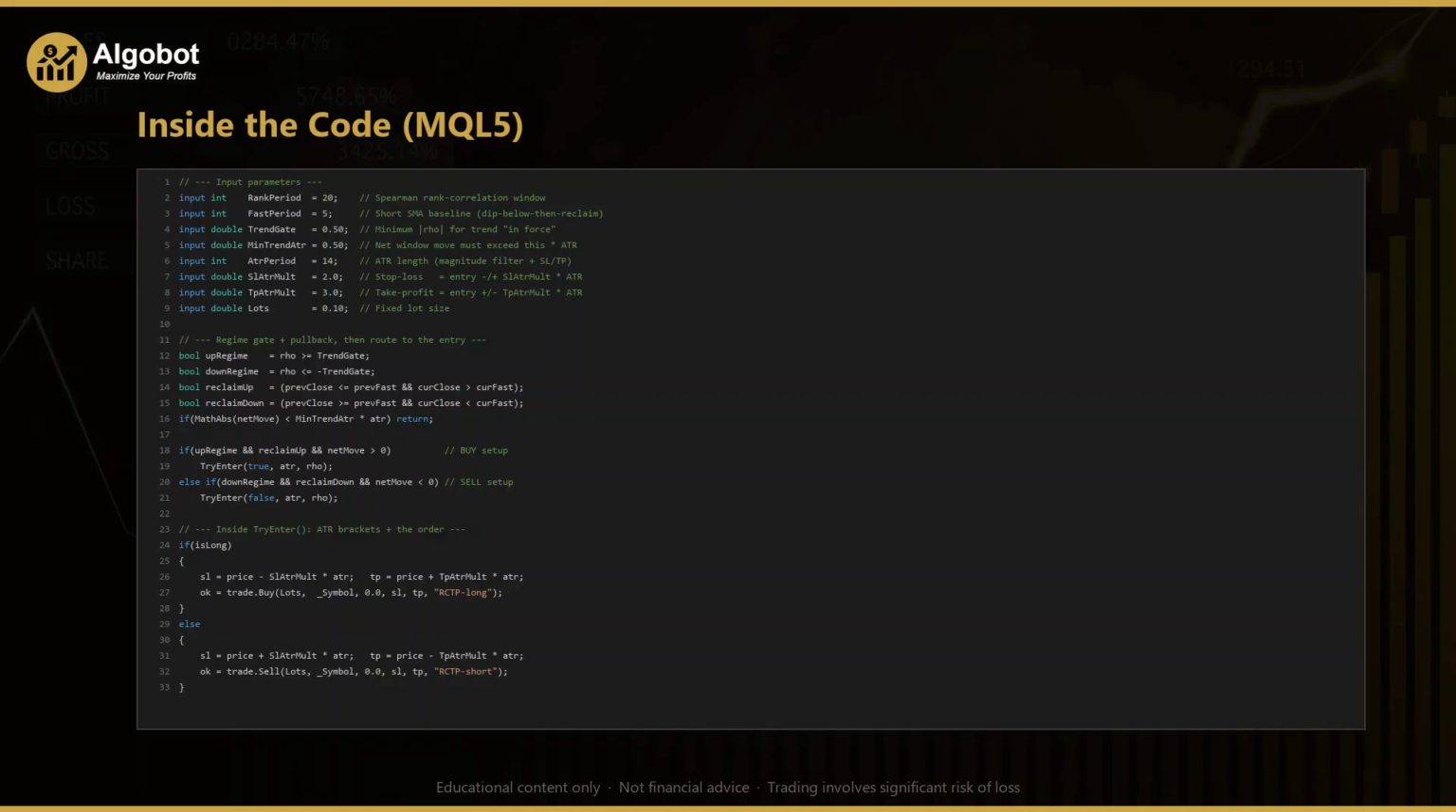Let's read the actual MetaEditor code. At the top are the inputs. Rank period 20 is the window for the rank correlation. Fast period 5 is the short moving average baseline.